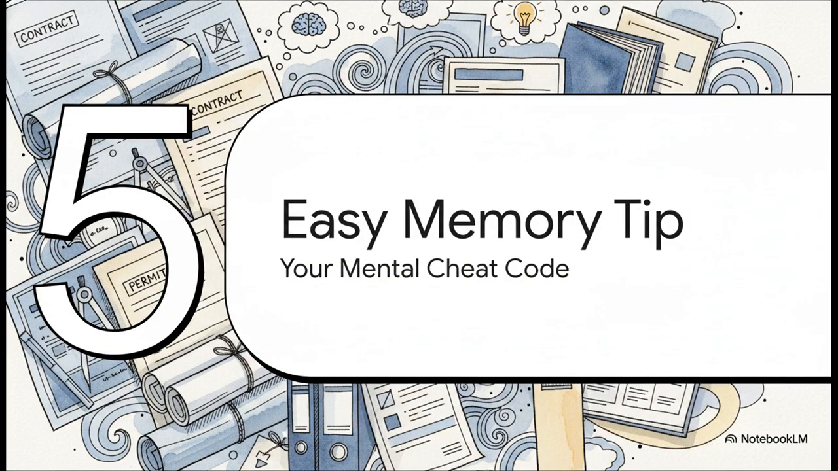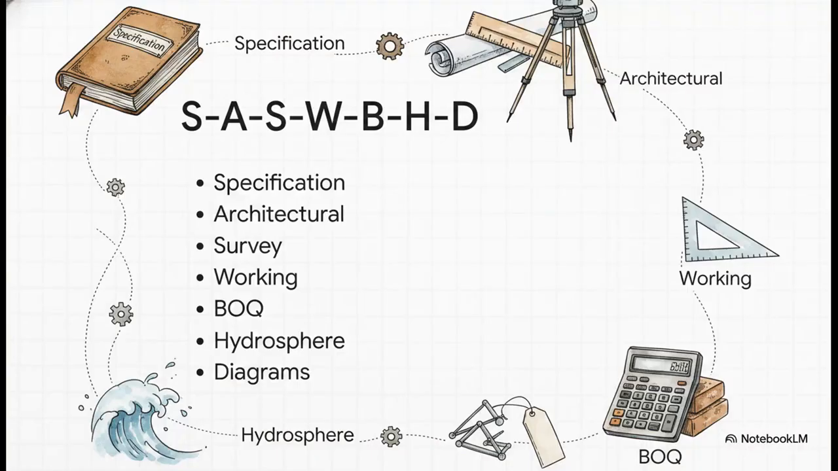Moving on to Section 5, the easy memory tip, your mental cheat code. Okay, I know we've covered quite a few different documents here, and remembering the whole list can honestly feel a bit overwhelming. So, to permanently lock these 7 essential elements into your brain, you just need to remember one simple acronym: SASWBHD. Let's just walk through it together.